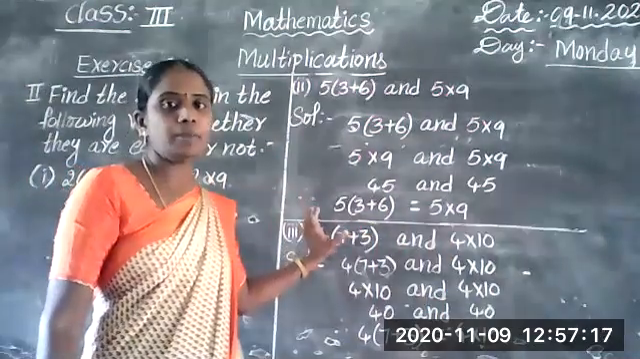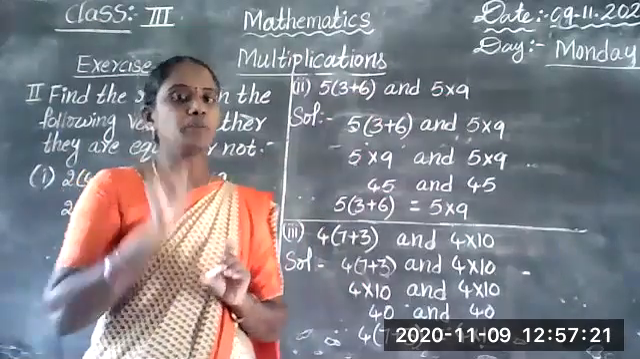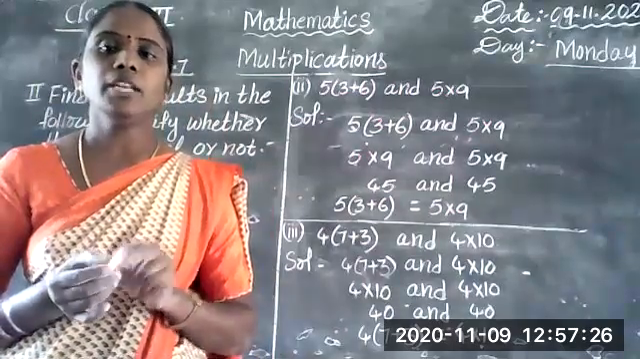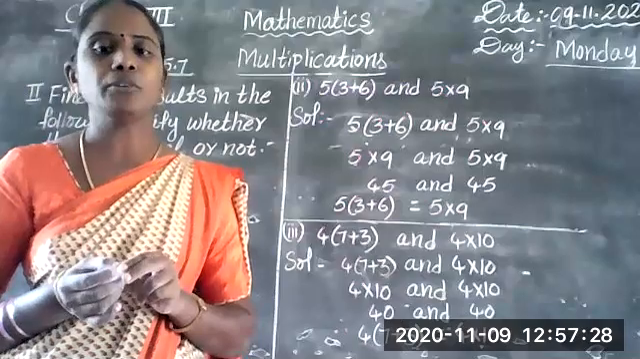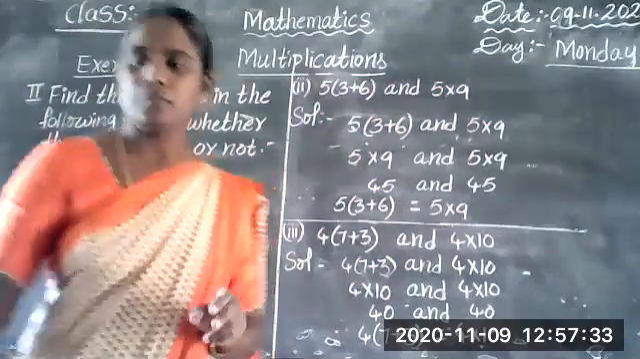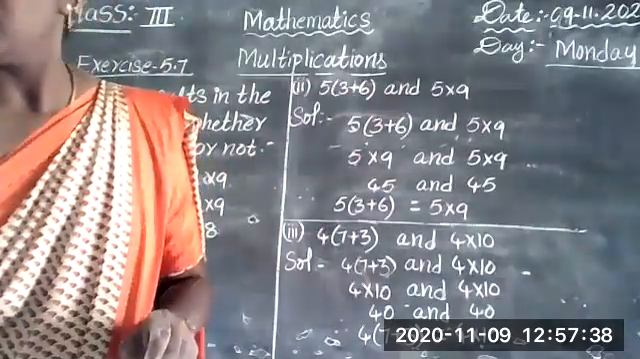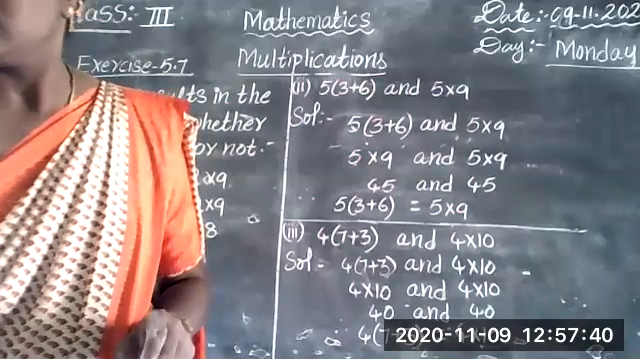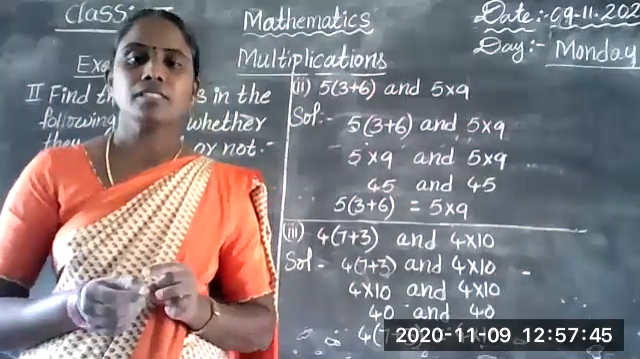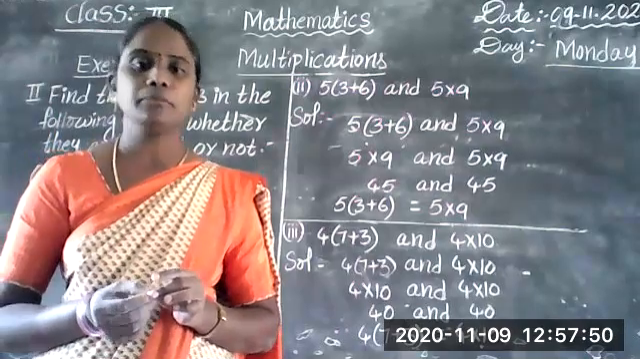First bit and second bit from exercise 5.7. In the first bit, one more problem is there, and in the second bit, 2 problems are there. 3 problems are homework. Okay, try on your own. If you have any doubt, call me. Okay. In the next class, I will explain exercise 5.8 and the oral exercise.